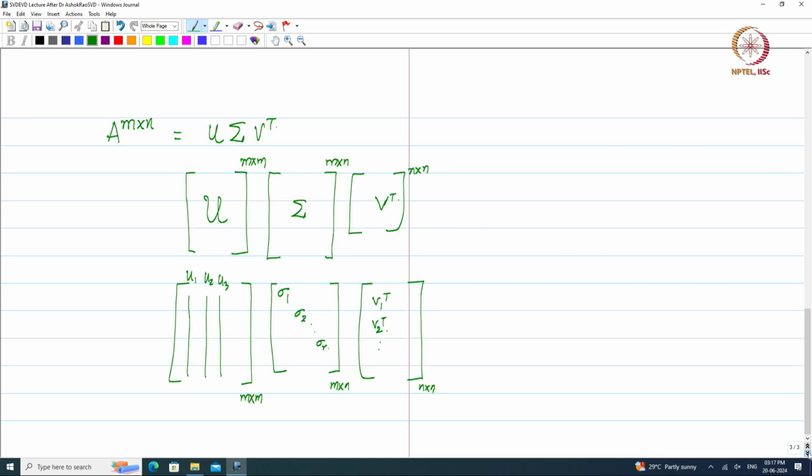Similar to that, we're going to have something like this. This is also going to generate my matrix A, m by n, which is going to be like this: sigma 1 U1 V1 transpose plus sigma 2 U2 V2 transpose plus etc. plus sigma r Ur Vr transpose.